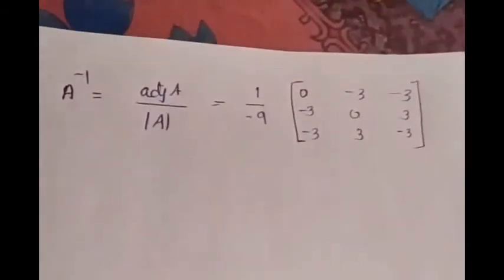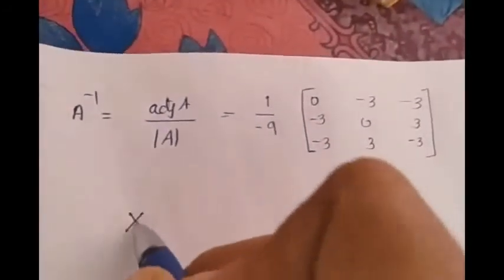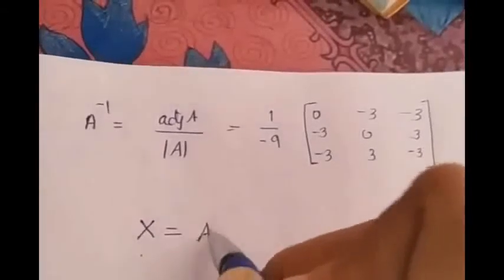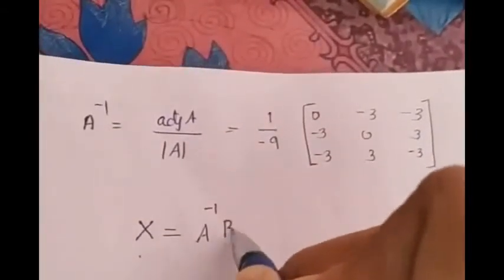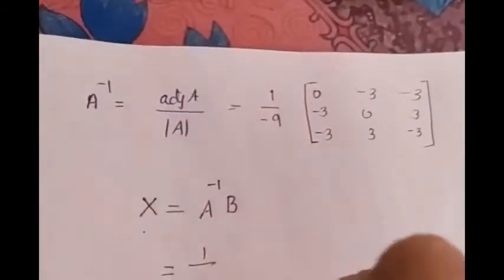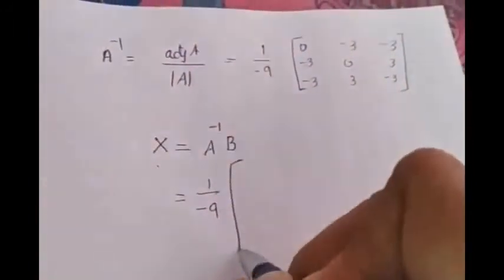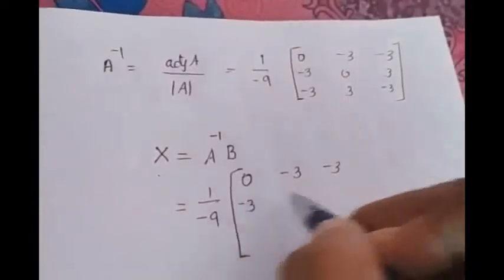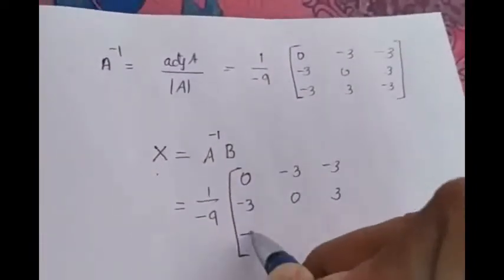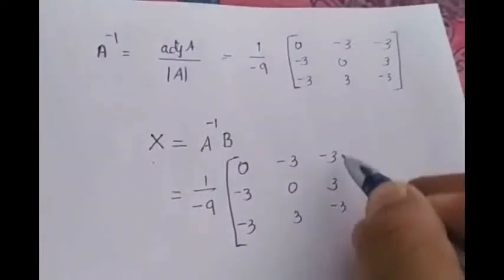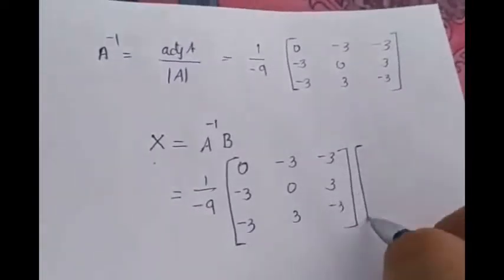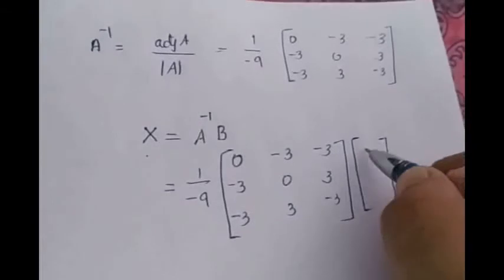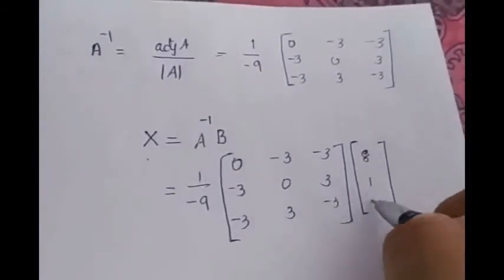Okay. Again what we have to do, we have to use the formula. The question is to find the value of X. X is equal to A inverse into B. A inverse, we got the value as 1 by minus 9 into matrix 0, minus 3, minus 3, minus 3, 0, 3 and minus 3, 3, minus 3, into B, the matrix which we got by writing the constants in a column. So it is 8, 1 and 2.